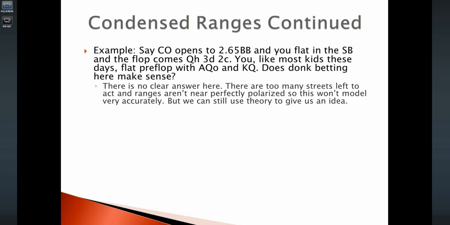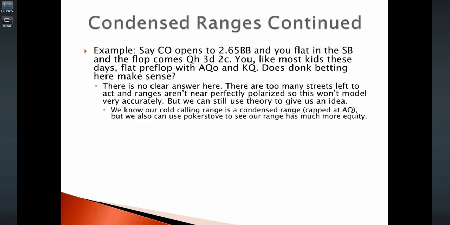Well, to be quite blunt, there's no clear answer here. There are too many streets left to act, and ranges aren't near perfectly polarized, so this won't model very accurately. In other words, we can't just find a formula that tells us our answer. But we can still use theory to give us a good idea.